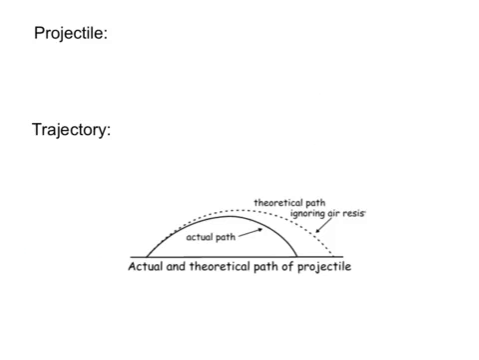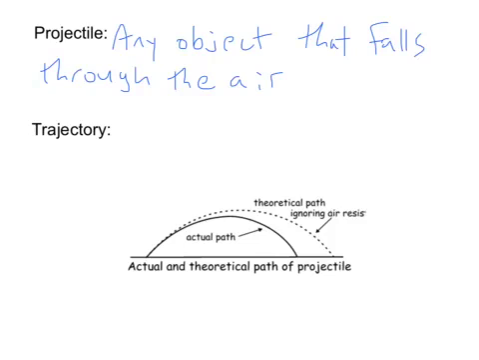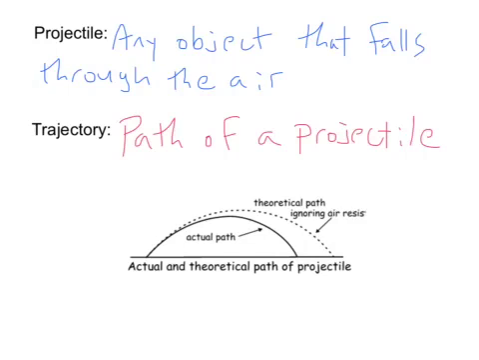So projectile motion involves projectiles. A projectile is any object that falls through the air. As it falls, it follows what's called a trajectory, which is simply the path that a projectile follows. In a real-world situation, any projectile is going to follow a path that's not quite a parabola because of air resistance. All the problems that we're going to work with, we're going to assume zero air resistance, giving us a theoretical path of a perfect parabola for our projectiles.